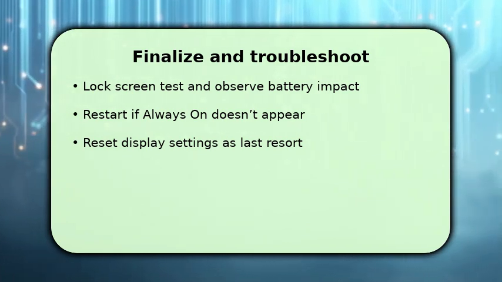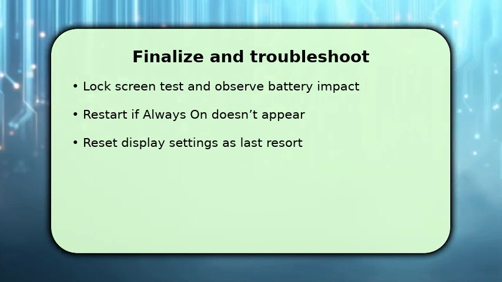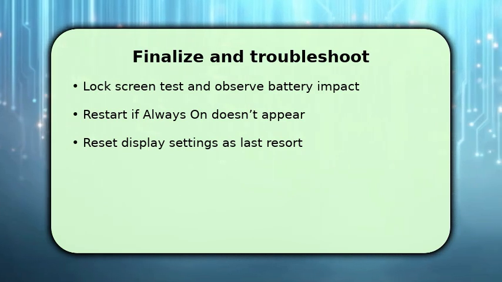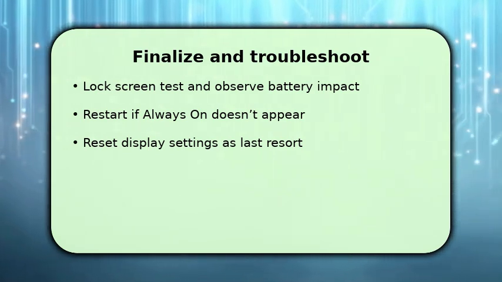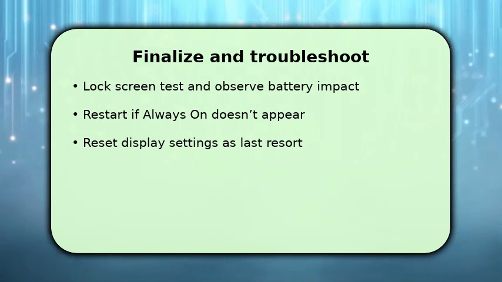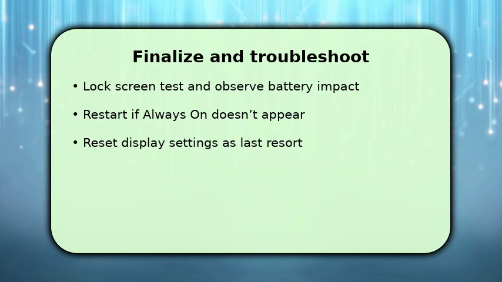If it doesn't appear, restart the iPhone and recheck display and brightness. Reboots often clear transient glitches. Make sure low power mode is off because it disables always on. If problems persist, reset display settings only, not the whole device, to restore defaults without losing data. This targeted troubleshooting saves time and protects.